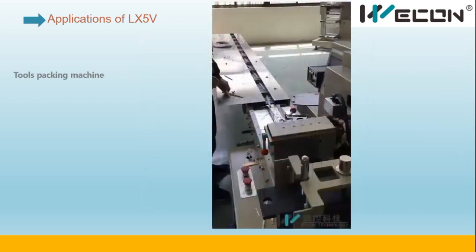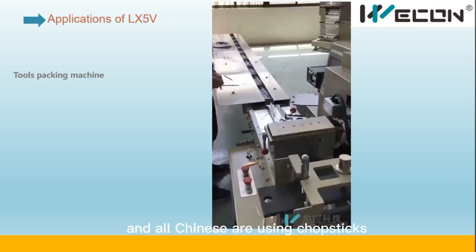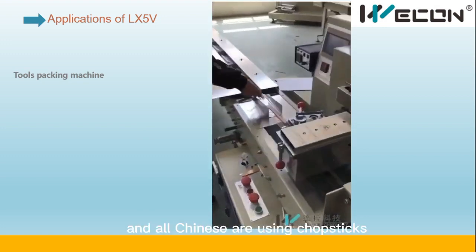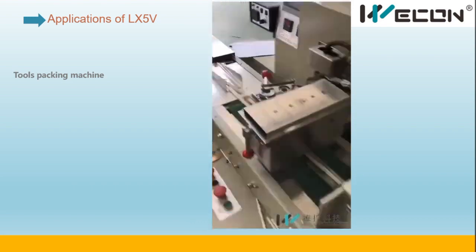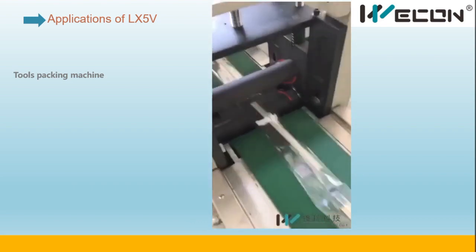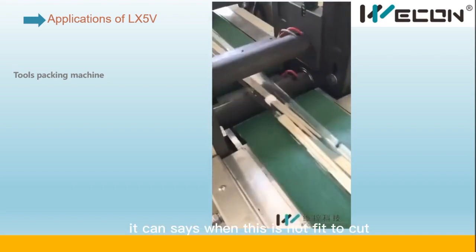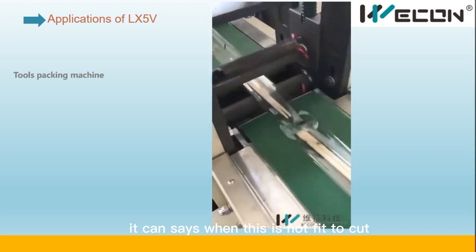And this is chopsticks packing machine. You know, all Chinese are using chopsticks for dinner, for food. You can sense when this is not fit to cut.